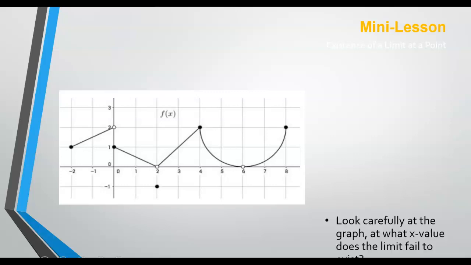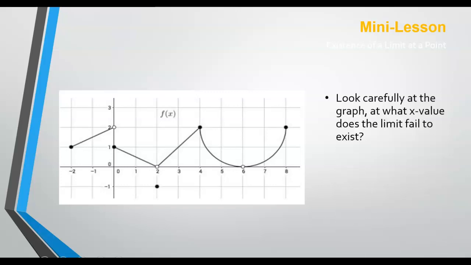If you look carefully at the graph, at what x value does the limit fail to exist? 0, 2, 6. No, just 0. What about -2? Oh, the limit still exists. The graph is from -2 to 8, so it exists within its bounds. The graph begins and ends there, so there's no left of -2 in the universe. So therefore it does not exist.